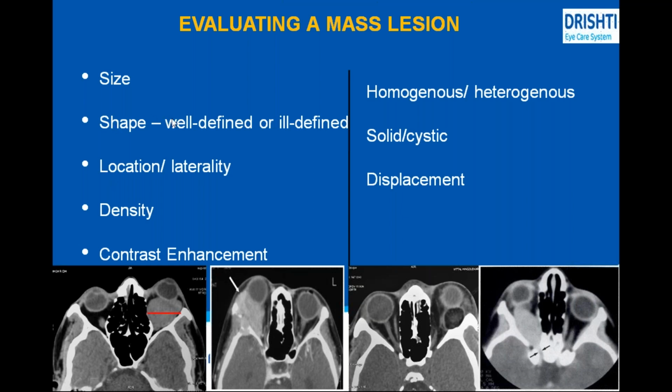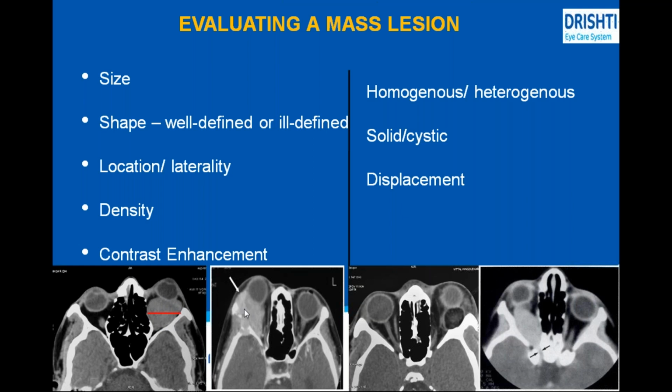Again the shape, is it well defined or ill defined? What's the difference between well defined and ill defined? Well defined means if you see the total edges, the edges are well visible, so this is well defined. You are able to see the full extension of the mass.